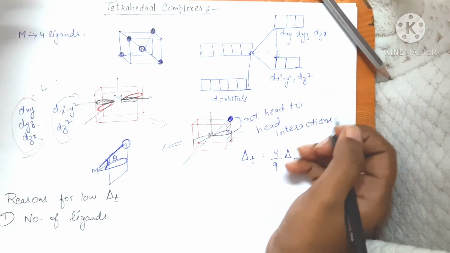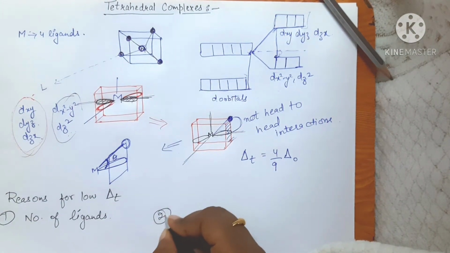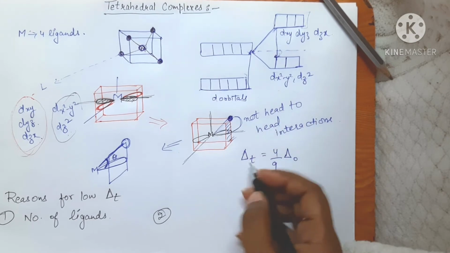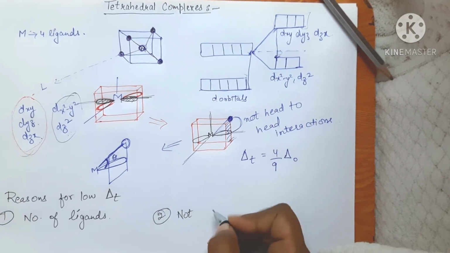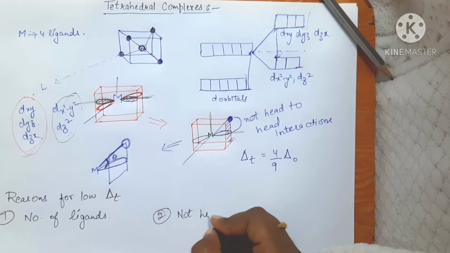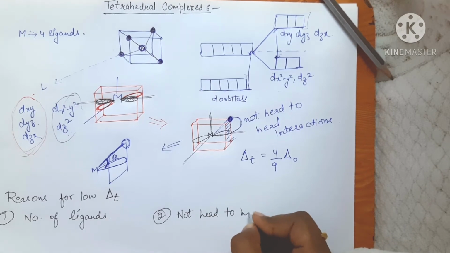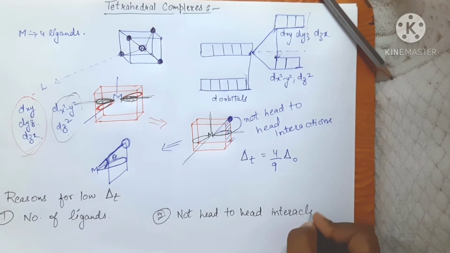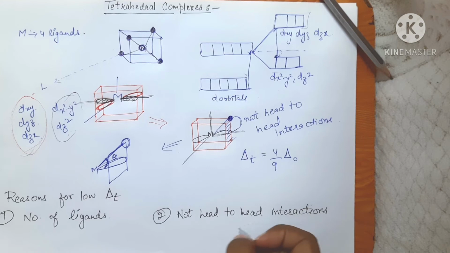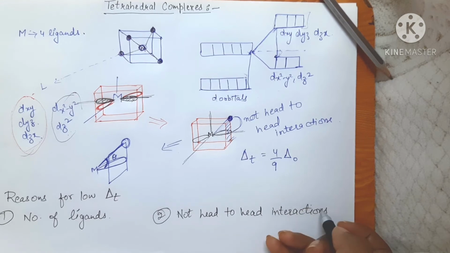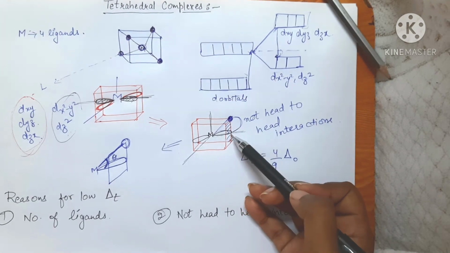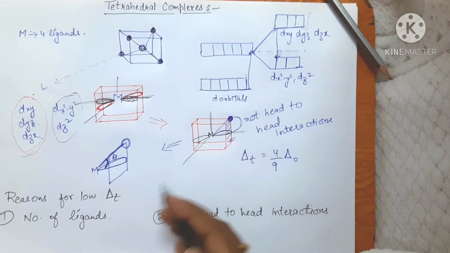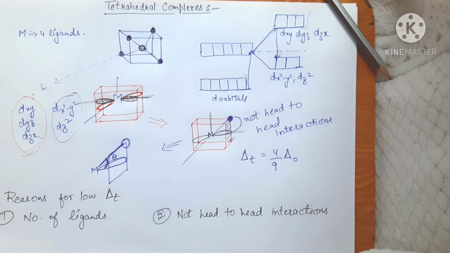Now coming to the second reason, that we have also discussed: the interactions are not head-to-head interactions between the ligand and the d orbitals. Okay, so this is the second reason for low splitting in case of tetrahedral complexes.